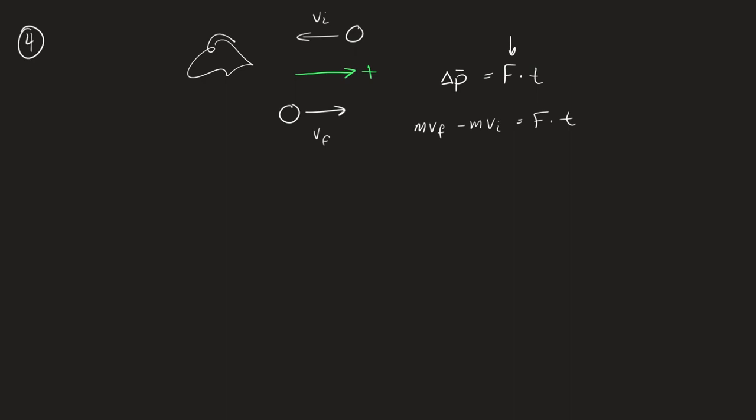Now, you can solve this problem right now. You have to figure out how much force the bat exerts. Right? You have every other number there, don't you? Mass of the ball, initial velocity of the ball, final velocity of the ball, and the time they're in contact. So you have all of it.